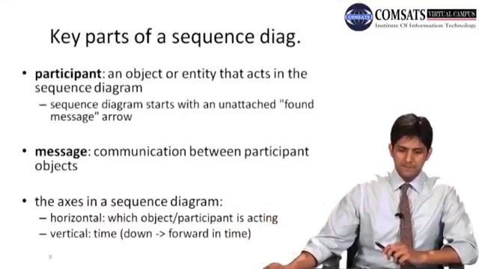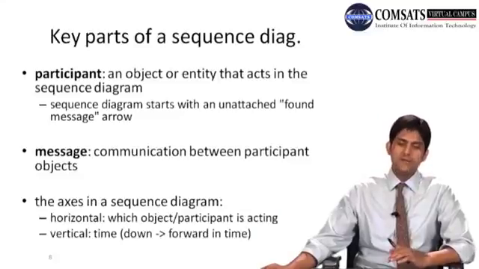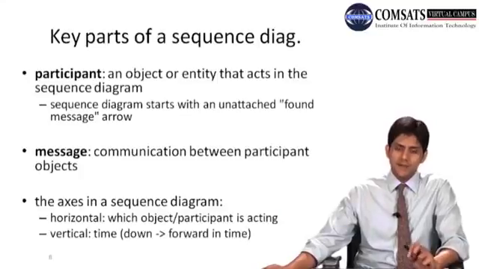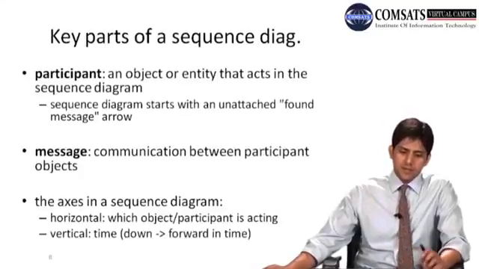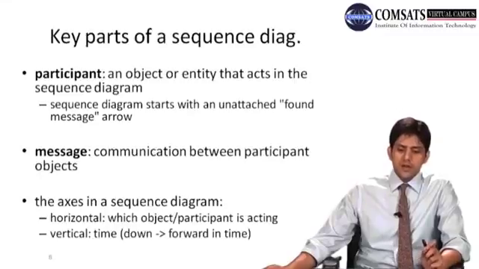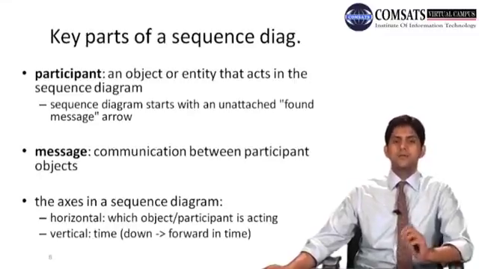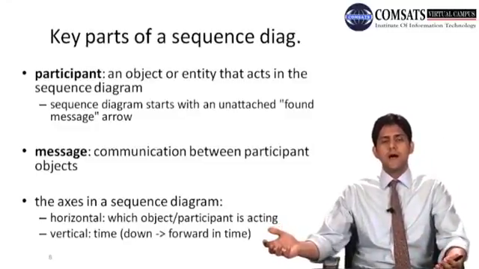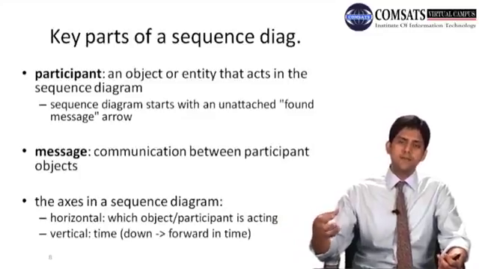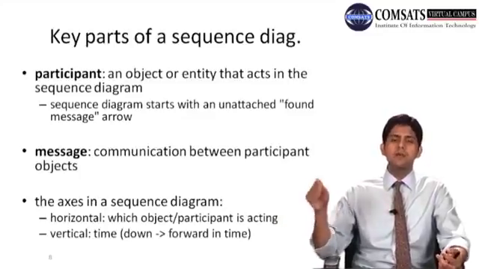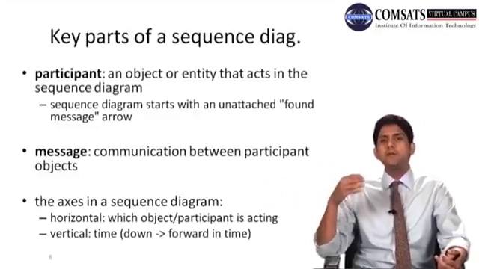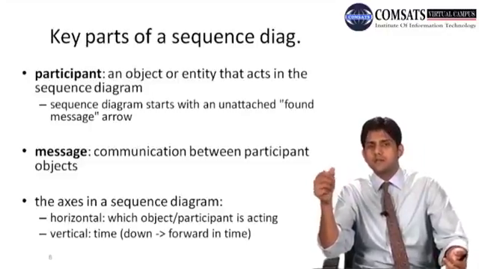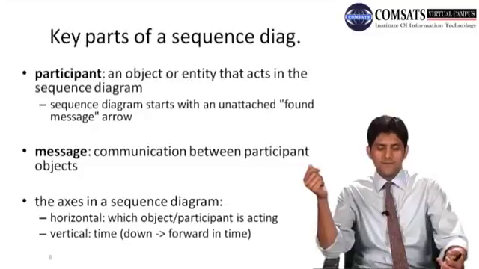Okay, so what are the key parts of sequence diagrams? We have participants, an object. How do we define a participant? It's an object or entity that acts in the sequence diagram. A sequence diagram starts with an unattached found message arrow. I told you that there would always be an incoming arrow to a sequence diagram. This found arrow can be attached to an actor, or it's basically some message or event coming from another system. And that particular arrow, which we call a found message, triggers a scenario or interaction between different objects, and that's what we try to model in system sequence diagrams.